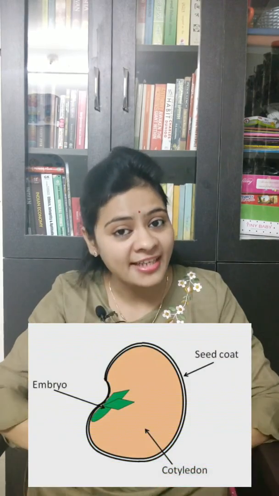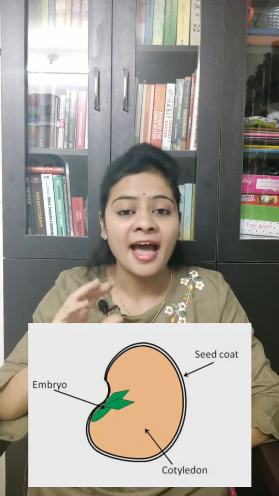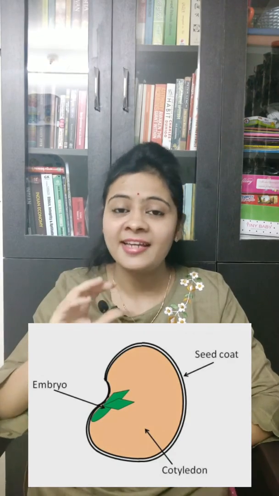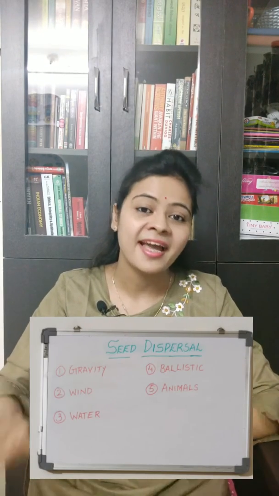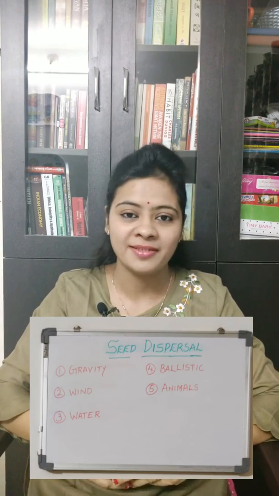So children, today we have learned what is inside the seed. Cotyledon and embryo are there inside the seed. It absorbs the water and nutrients from the ground, and it grows to a bigger plant or a giant tree. We have learned about different ways of seed dispersal such as gravity, wind, water, ballistic and dispersal through animals. So I hope today's session is very much clear to all of you.